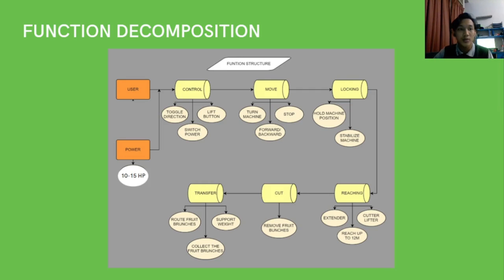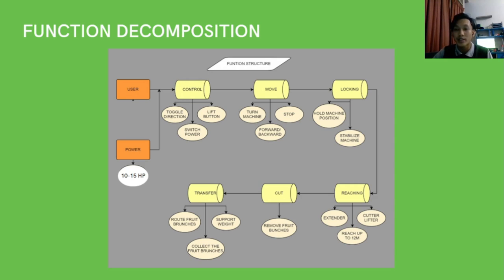Okay, next we're going to discuss the function decomposition, the function structure. The function structure is a graphical representation of the functions a product performs on its input and output. So our product's input is the user and power between 10 to 15 horsepower. Then the next is control for the system of our product, which consists of toggle direction, lift button, and switch power. Then the next action of our product system is move, which can turn the machine, stop, forward, and backward.